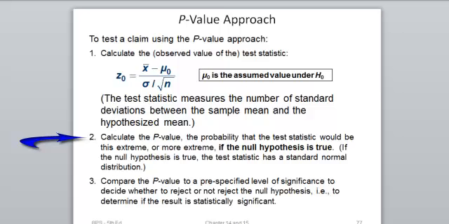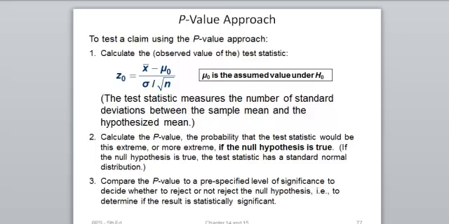Number 2, calculate the p-value, the probability that the test statistic would be this extreme or more extreme if the null hypothesis is true. Now, if the null hypothesis is true, the test statistic has a standard normal distribution. Number 3, compare the p-value to a pre-specified level of significance to decide whether to reject or not reject the null hypothesis. That is, to determine if the result is statistically significant.